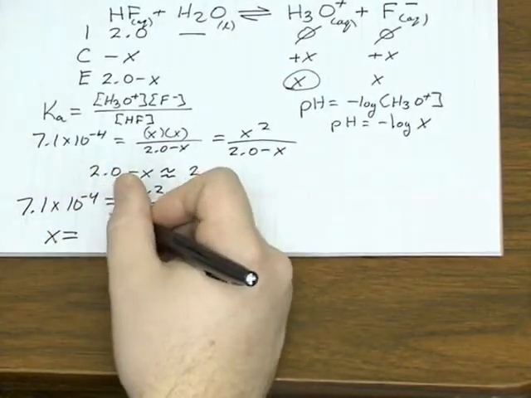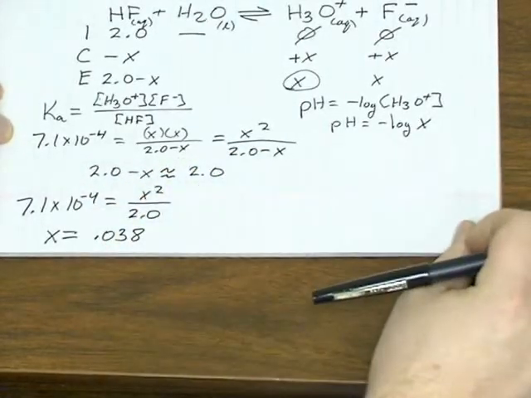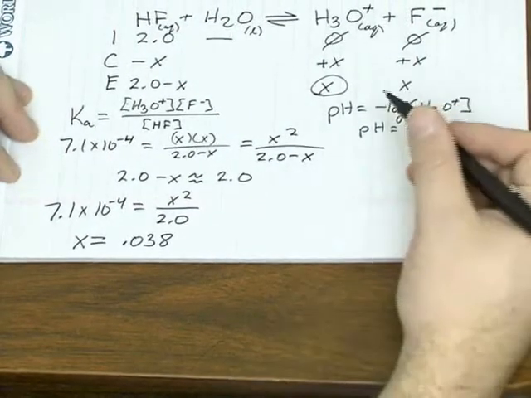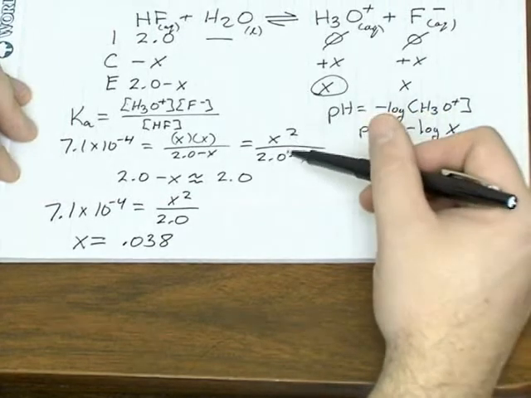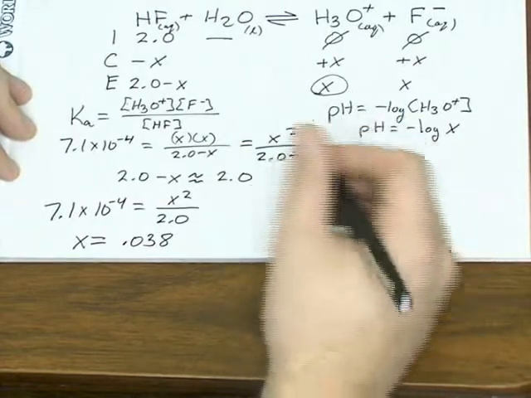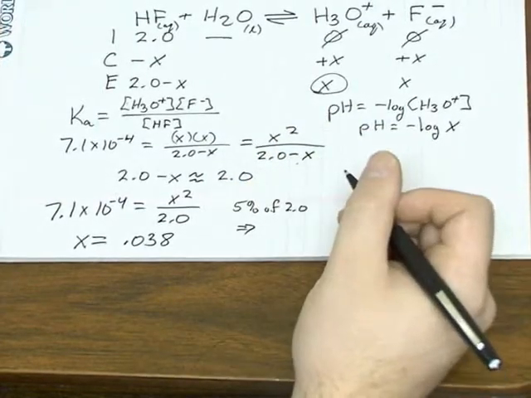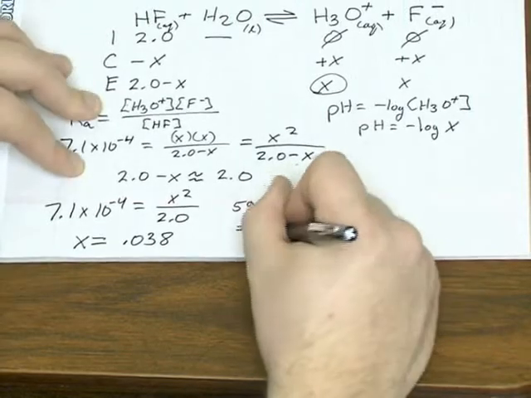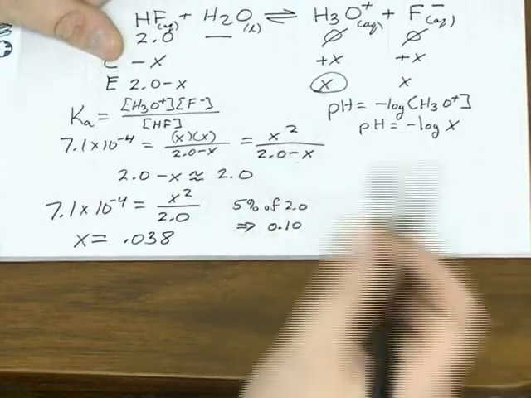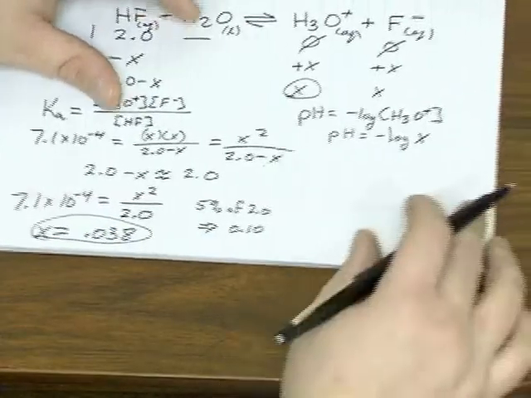So that gives you x equal to 0.038. And remember, for a valid approximation, x has to be less than 5% of what you subtracted it from. So 5% of 2, if you work it out, is actually 0.1. So x is less than 5% of 2, so the approximation is valid. So there's our value for x.